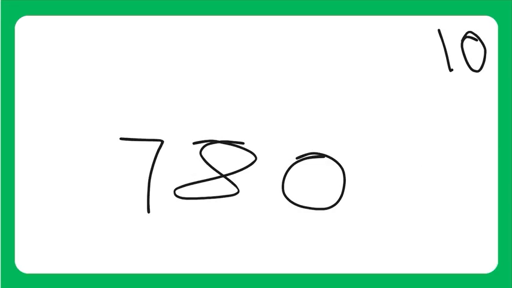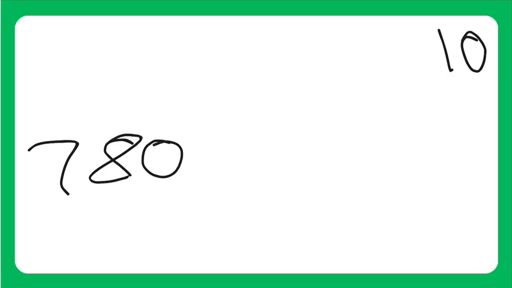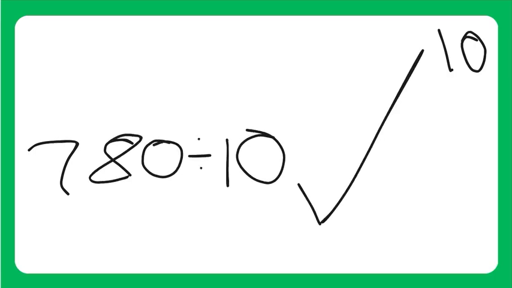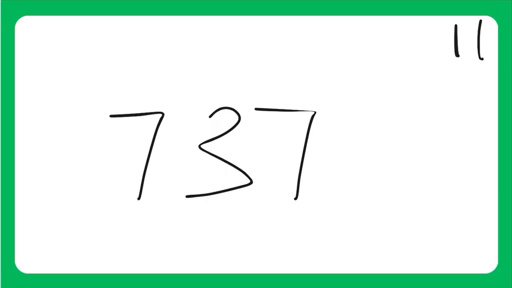780 divisible by 10. For 10, it is the easiest one out of all except 1, because that's very easy. Cross out everything except 1s. If the 1s is a 0, divisible by 10. If it's not 0, not divisible by 10. This is a 0, and that means that 780 divided by 10 is possible. Next one. So 11. This is definitely the second hardest out of all of these. 7 is the hardest. So from 737, we are seeing if it's divisible by 11.